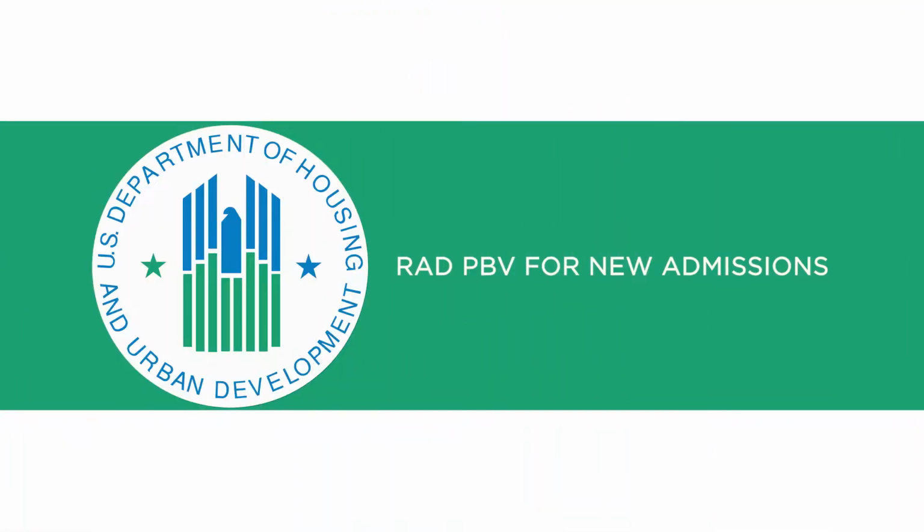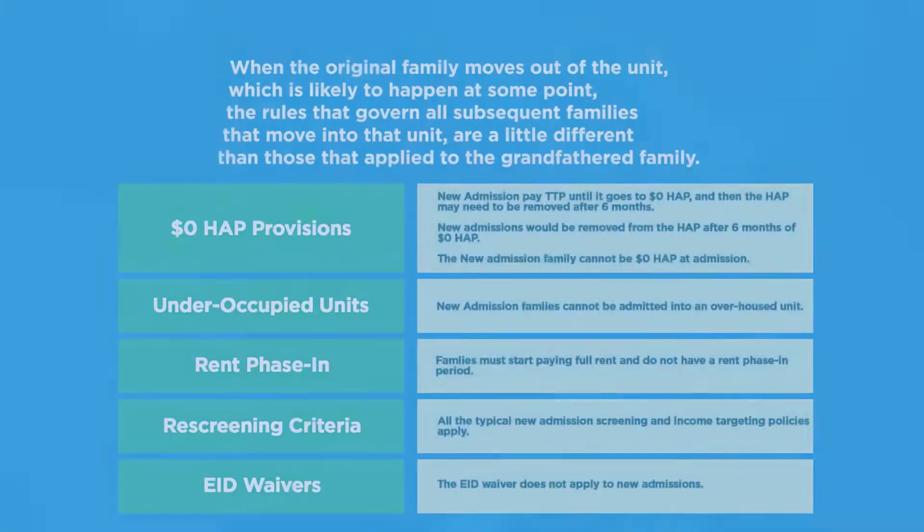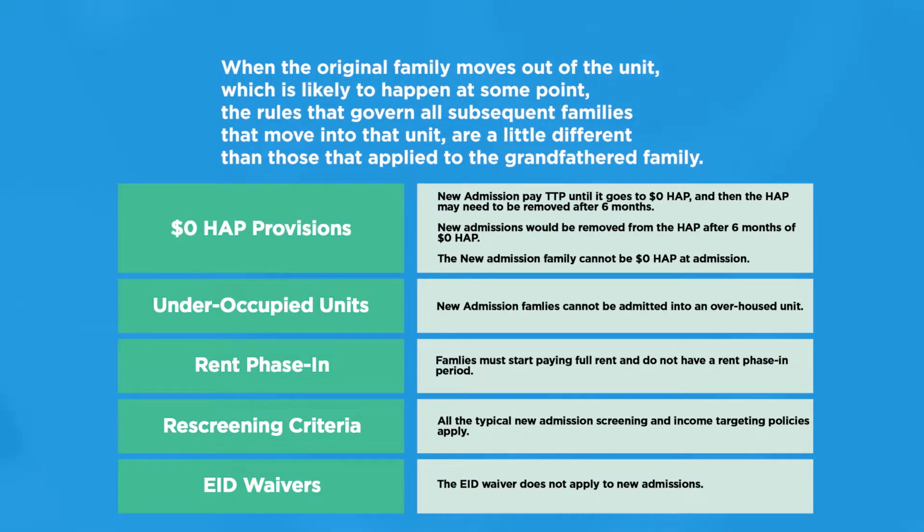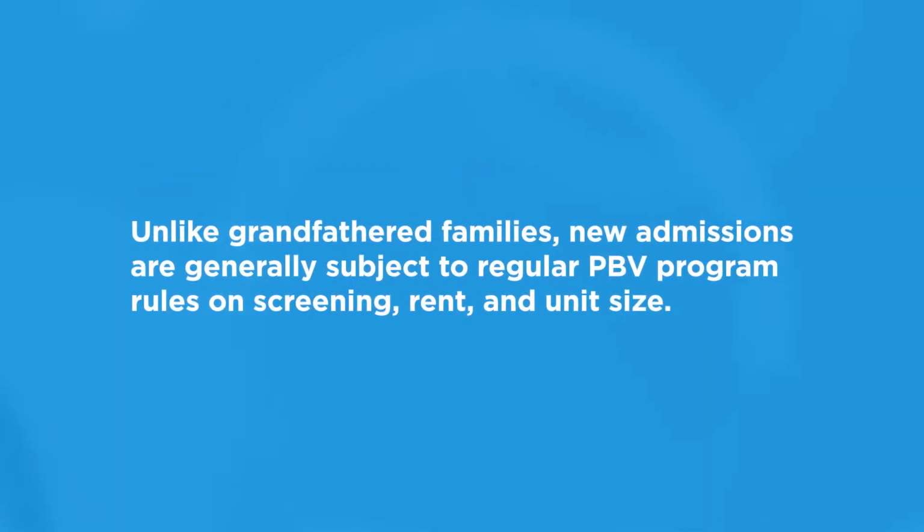RAD PBV for new admissions. When the original family moves out of the unit, which is likely to happen at some point, the rules that govern all subsequent families that move into that unit are a little different than those that apply to the grandfathered family. Unlike grandfathered families, new admissions are generally subject to regular PBV program rules on screening, rent, and unit size.